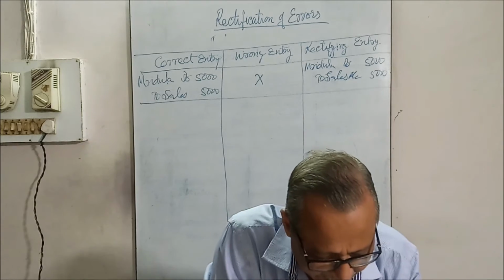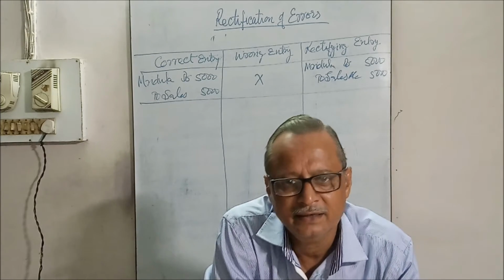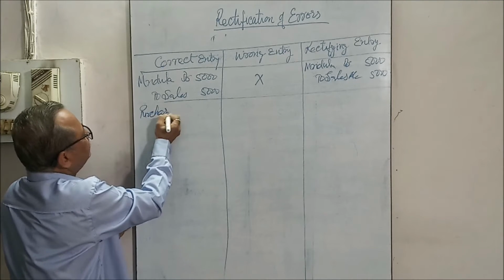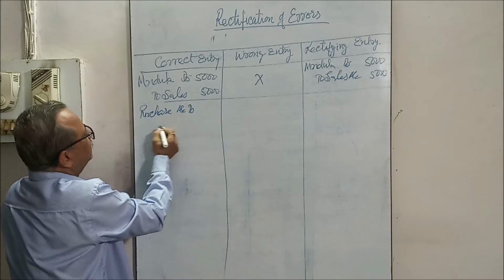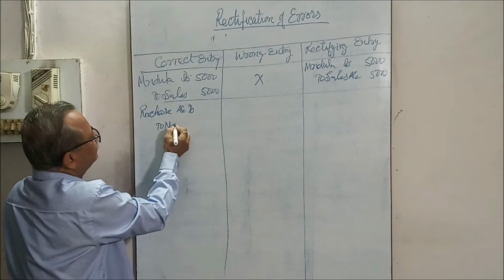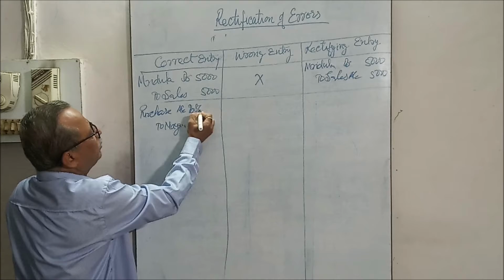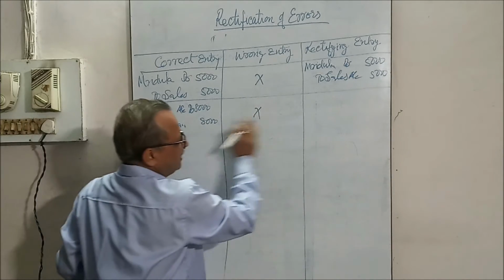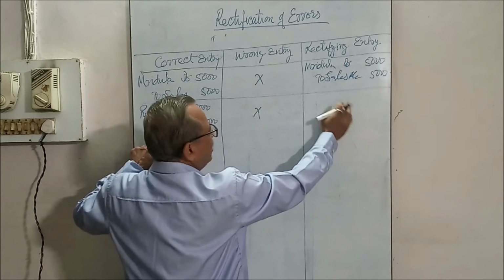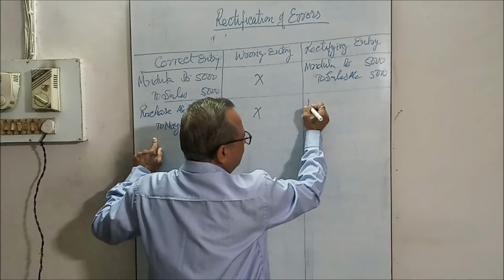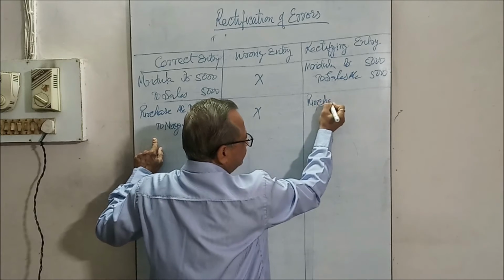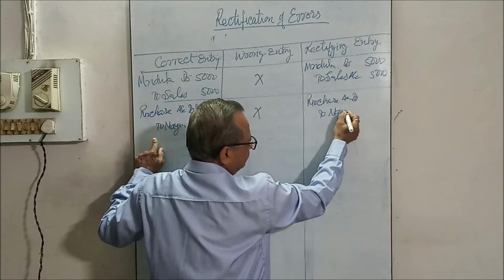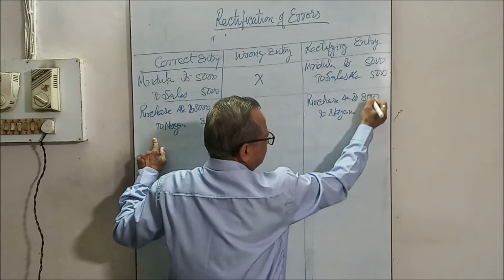Likewise, it is written credit purchase from Naina. That entry should be purchase account debit to Naina 8,000. Not recorded. So the same entry will pass to rectify it. Purchase account debit to Naina. Understood? Purchase account debit to Naina 8,000.